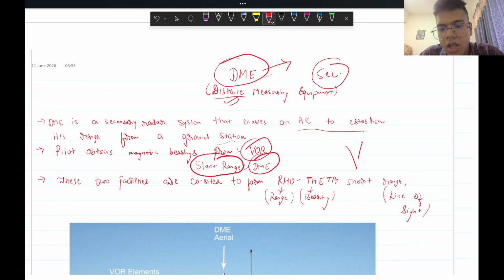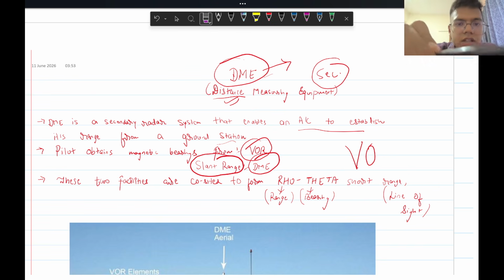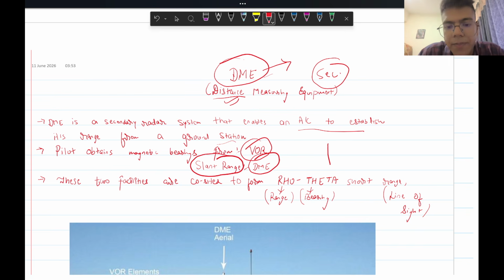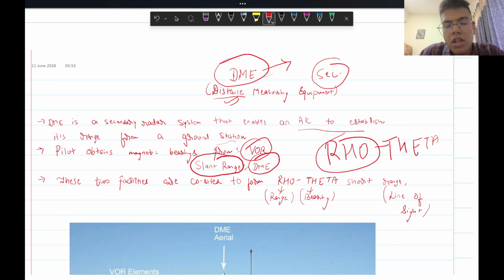Okay. There is only one frequency for VOR and DME both. So if you tune that frequency, for your VOR, you will get the bearing and you will get the range as well. So it is known by a term called rho theta. Rho theta. Okay. Rho is for range, R is for rho and R is for range. So rho is for range and theta is obviously related to angle, so it is bearing. And it also obeys the line of sight range. Okay, we'll see which frequency band it falls in.